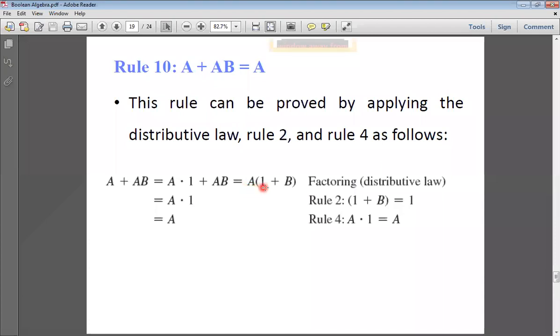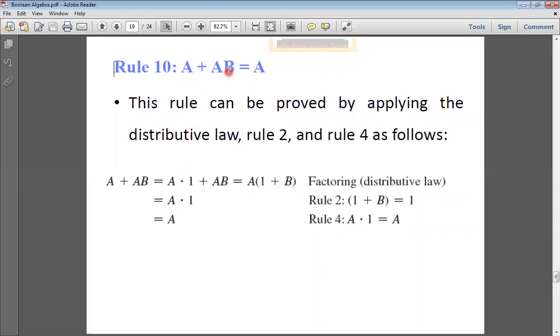See, A equal to A into 1 plus B. If you take 1 plus B, one variable ORed with 1 is always 1. This is what rule 2 says. So 1 plus B is 1. A dot, and of this result becomes 1. 1 plus B reduces to 1 and A comes as it is. A dot 1 is A. So this is the proof.